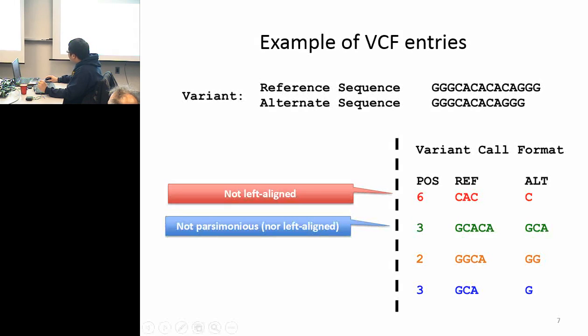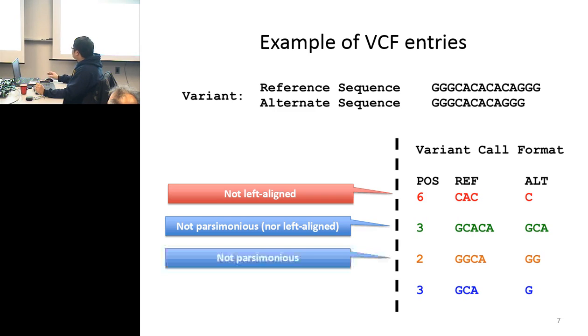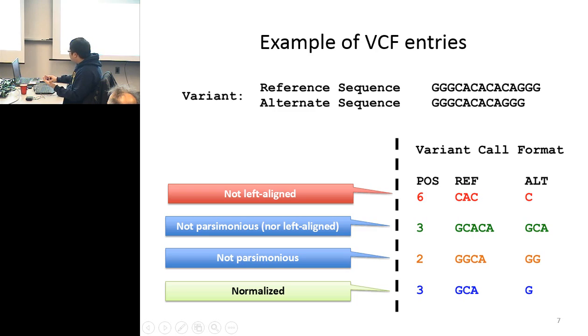In this case, it's also not parsimonious because you can just truncate both of the A's, the CA's at the end, to make it shorter. The third one is just not parsimonious because there's an extra G on the left side. And finally, the last one satisfies both properties, where the end bases are not the same, A and G, and one of the alleles has length 1, which is G here, even though the front bases are the same. So this satisfies those 2 properties, and that gives you a normalized variant.